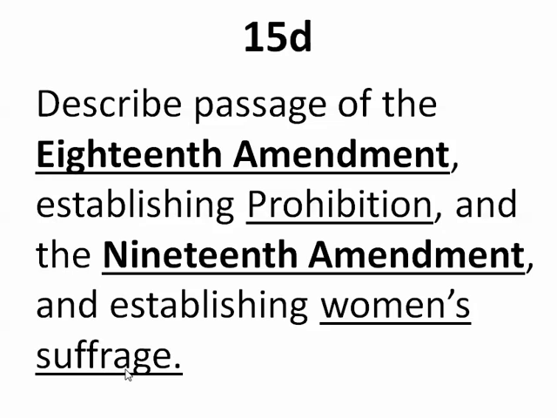We talked about in Jacksonian democracy, white men who didn't own property got the right to vote. We talked about the 15th Amendment, when African American males got the right to vote. Now with the 19th, we're talking about women's suffrage, women's right to vote. The 18th Amendment established prohibition, prohibiting people from drinking alcohol.